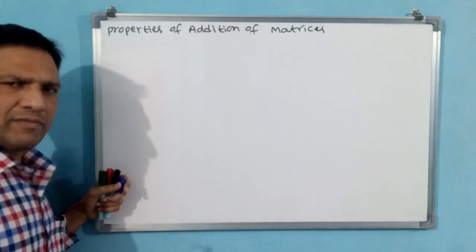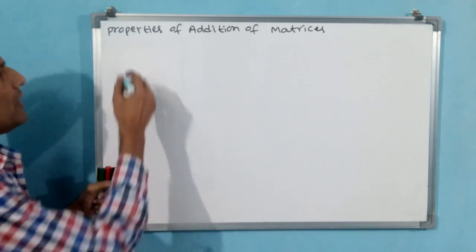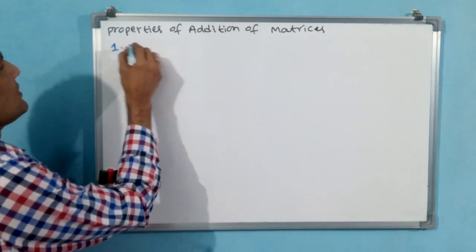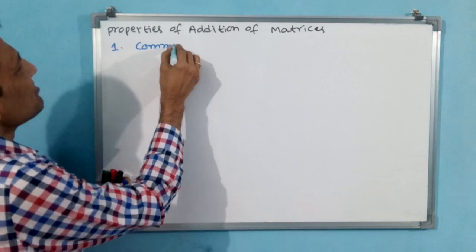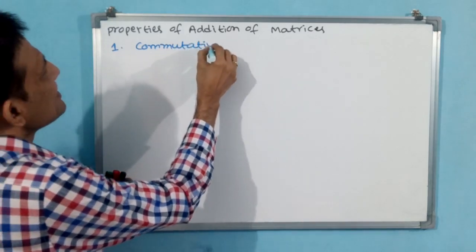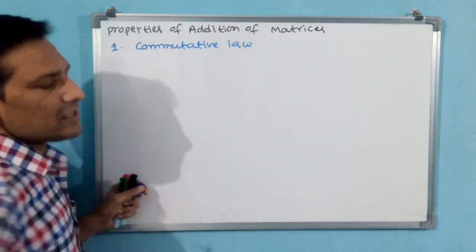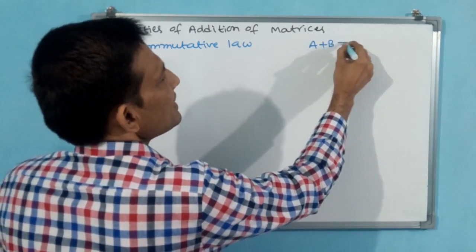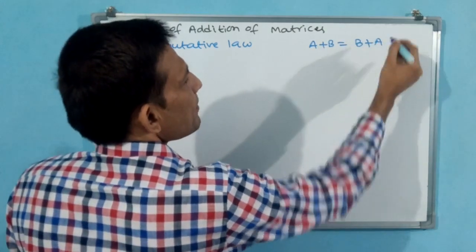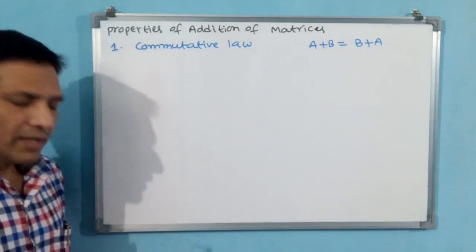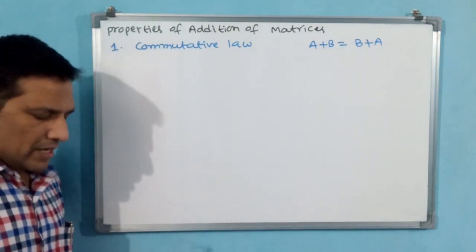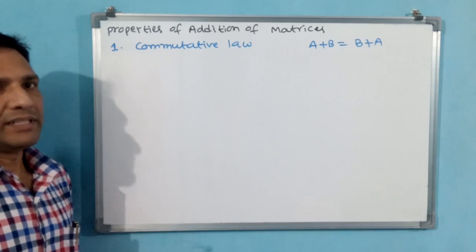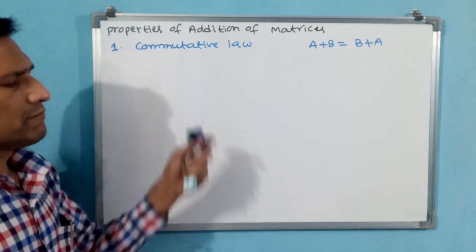See, for addition, the first property you know is the commutative law. Let us write the commutative law. What is the commutative law? The commutative law is A plus B is equal to B plus A. Okay? A plus B is equal to B plus A. Do you want any proof for this?